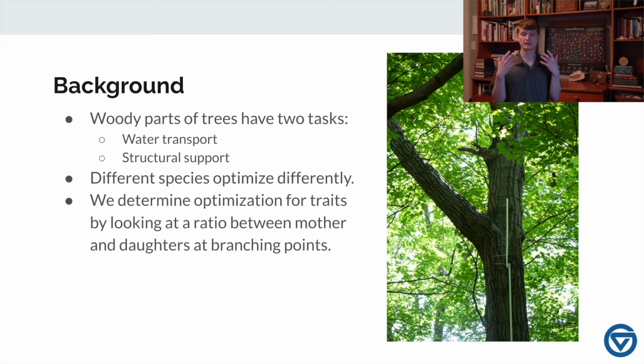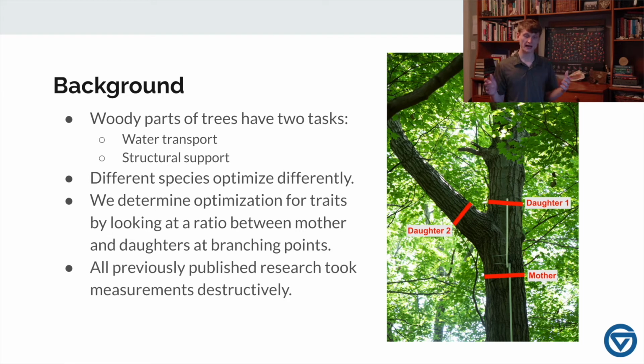And we can experimentally determine this optimization of a species, or really of an individual tree, by looking at the mother-daughter ratio at a branching point. So looking here at the image, I have labeled the mother, which is the radius before the branching point, and the two daughters, which are the radii after the branching point. And we'll also look at the angle between those two daughters.